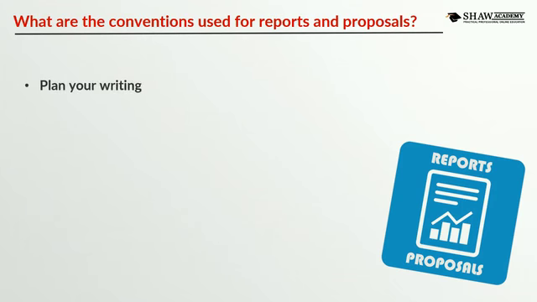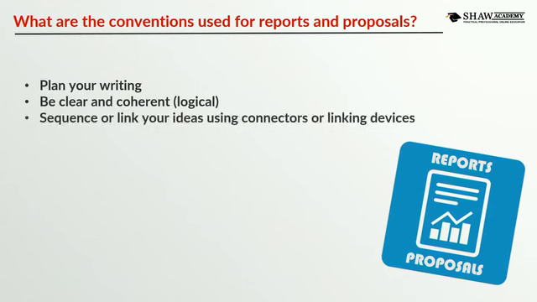Now, what else do we have? So, just like all the other pieces of writing we did, whether it was an email or a formal letter, you have to plan your writing. You have to be clear and coherent. And remember, coherent just means logical. Sequence or link your ideas using connectors or linking devices, just like we looked at in lesson 4.